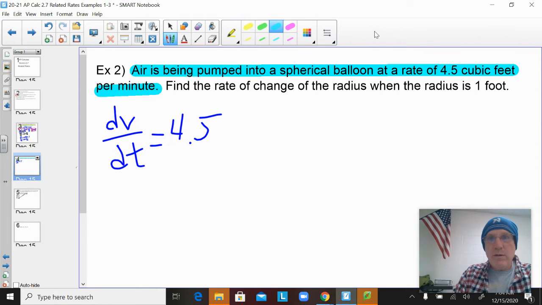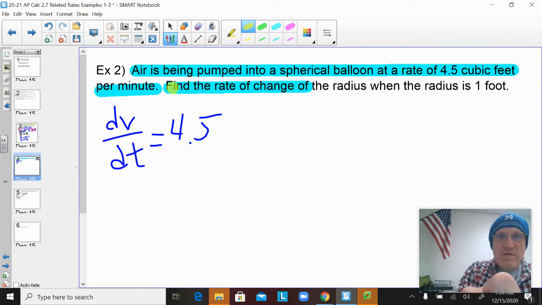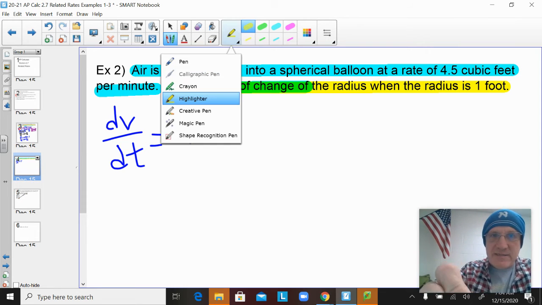Now it says, I meant to change colors. That's going to become green, sorry. Find the rate of change of the radius.